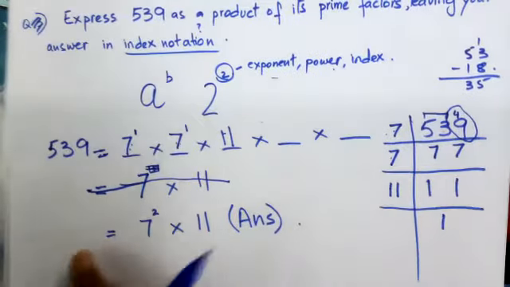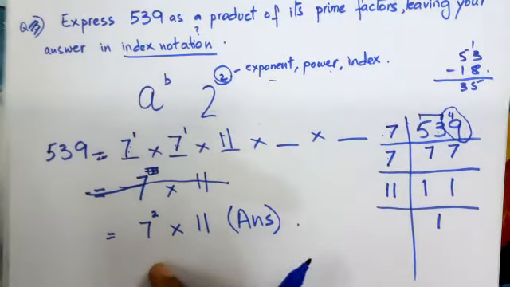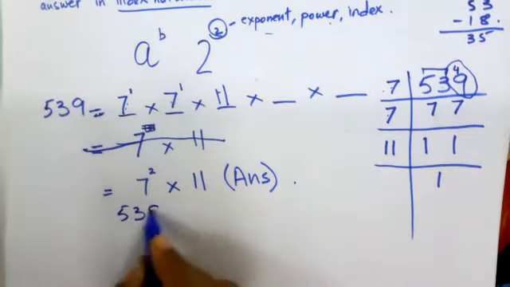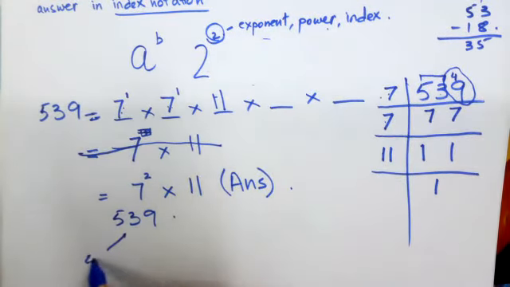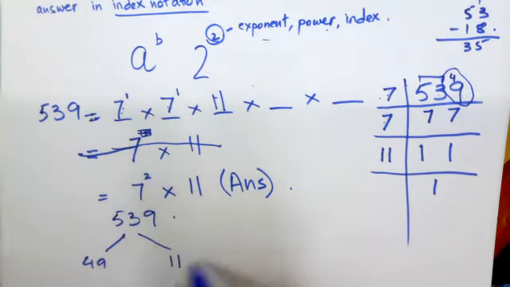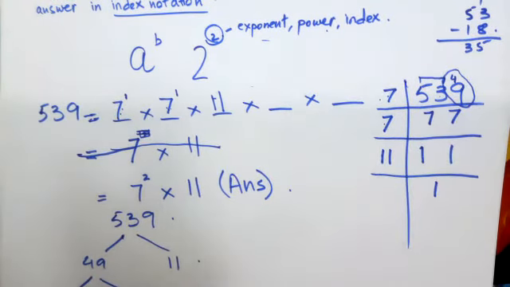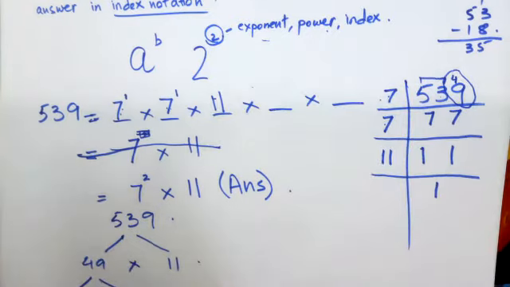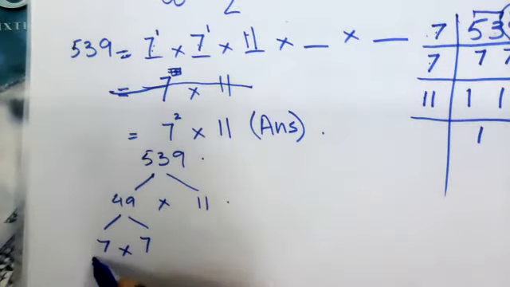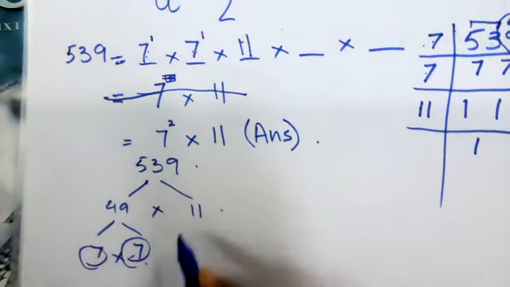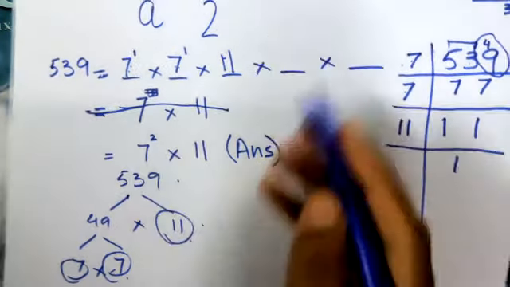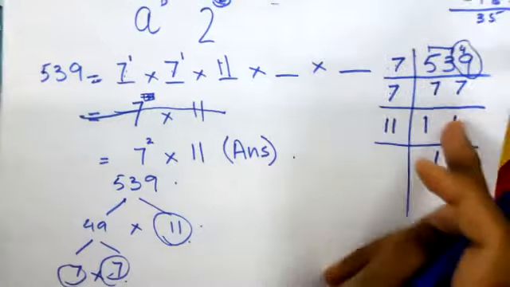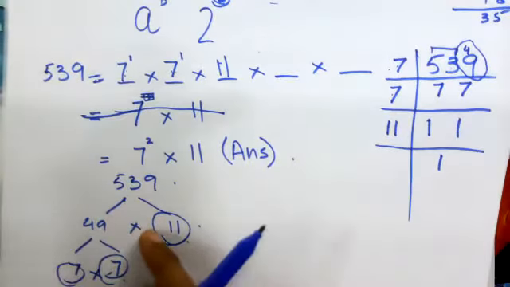Some people also make a tree. Like 539 would be 49 and 11, and then 49 would be 7 and 7. I learned in this way, and then they do this. This is the tree method. So it is up to you, but I find this easier. I don't find this easier, so it's up to you.